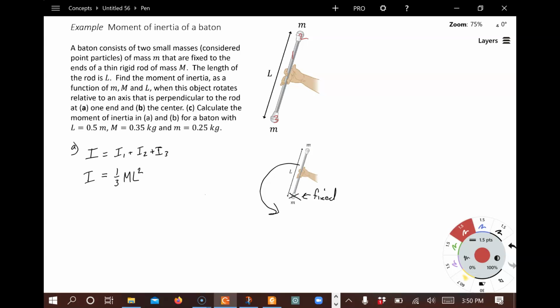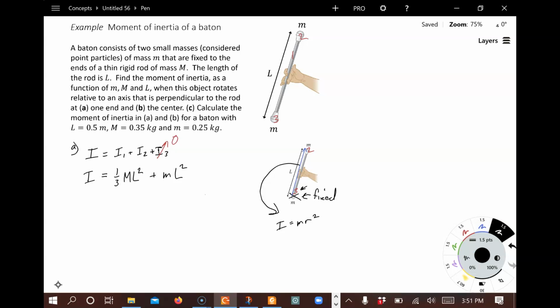Now for the end masses, I labeled this one 2 and this one 3. Let's calculate those. The equation that we saw for a single point mass, I, is the mass times the distance from the axis of rotation squared. For mass 2 here at the top, that's the mass little m, and the distance from the axis of rotation out to m is L, so this is going to be mL squared. Now for the third mass right here, the radius is 0, and so I3 in this case is 0. And that's what we have for part A.